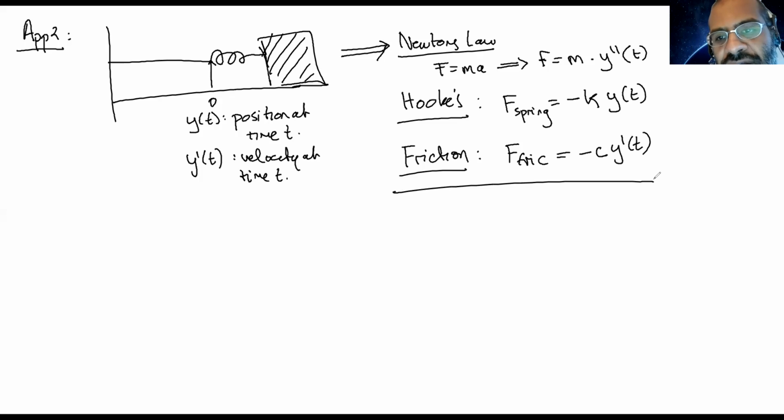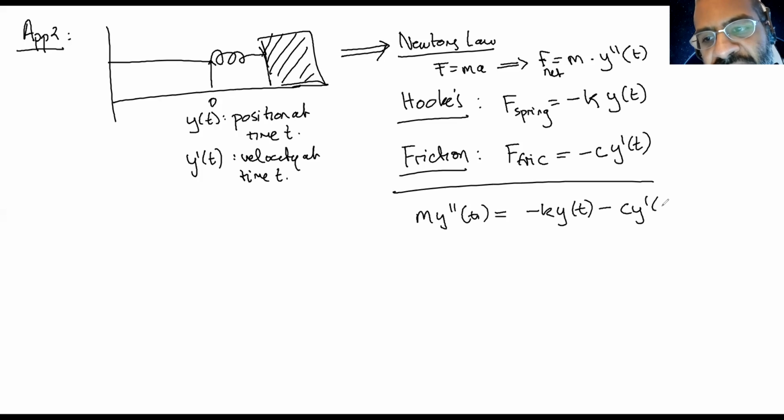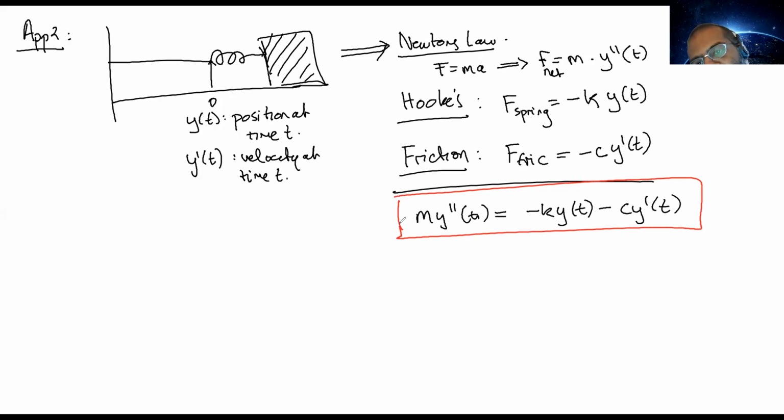If we combine these things, well, this is the net force, right? Then what do I get? I get that m y double prime of t equals minus k y of t minus c y prime of t, which is another differential equation, right? So this natural spring system just gives me a differential equation. This is like the basic problem of physics. So those are two instances where this comes up.